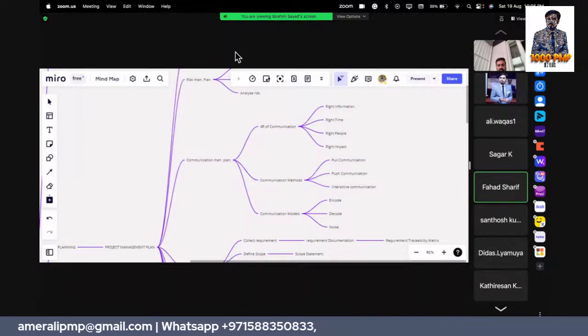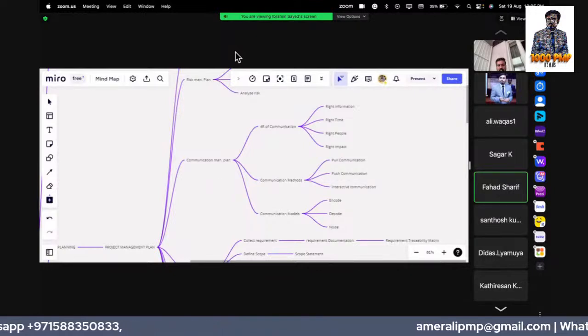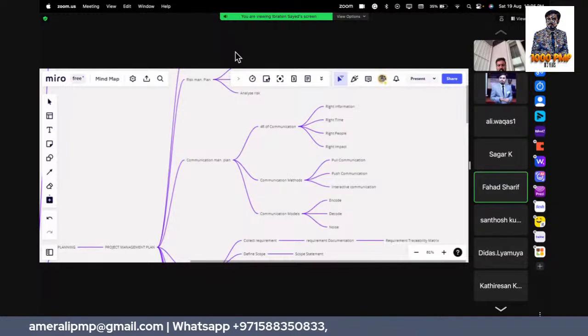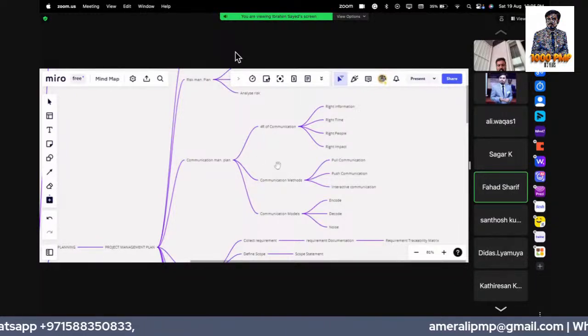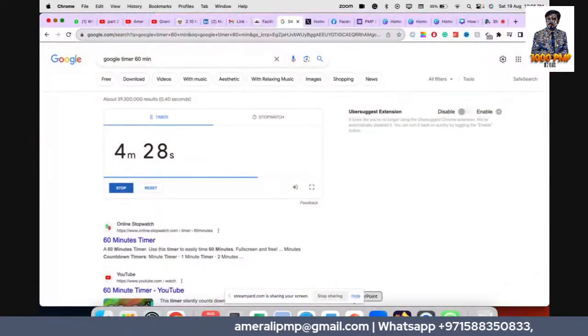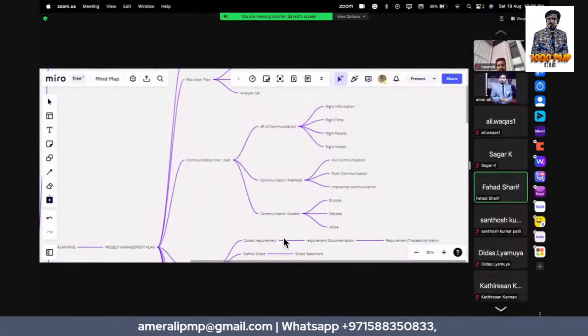We have other things, for instance, diversity, culture, and the cultural and political problems that are also part of the communication management plan. And apart from that, managing and monitoring the communication is also part of the communication management plan. But just one thing I would like to add here before we go towards the stakeholder management.